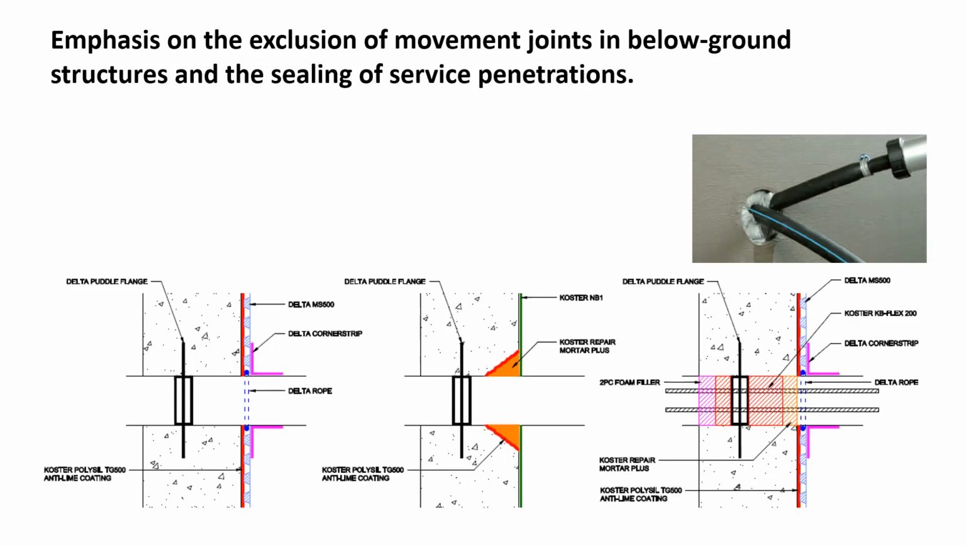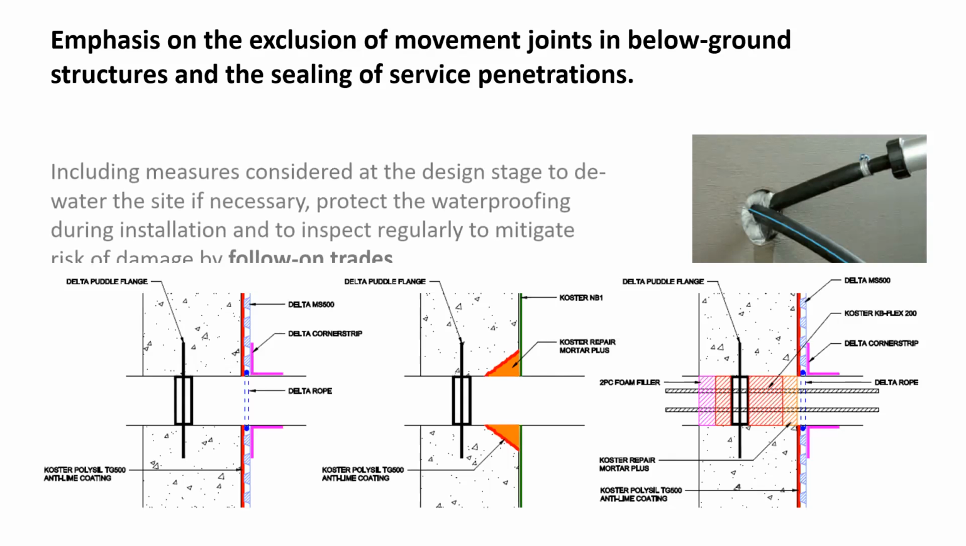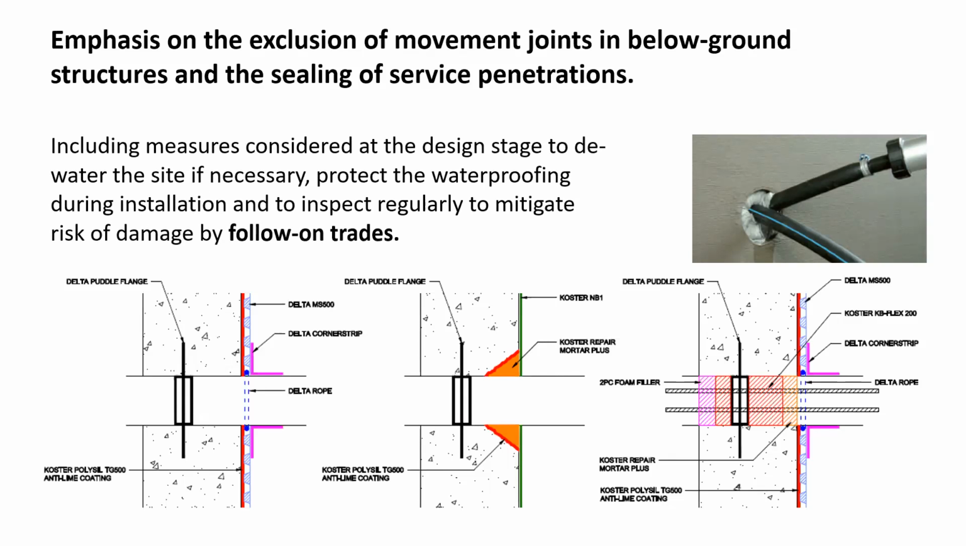So where we do know about service penetrations that are going to go through, we use things like puddle flanges, and we use various sealants, and even sealants that can seal around little pipes within big pipes, you know, which can be quite a problem, and various ways of dealing with service penetrations. So those have been highlighted because they've caused a lot of problems in the past.